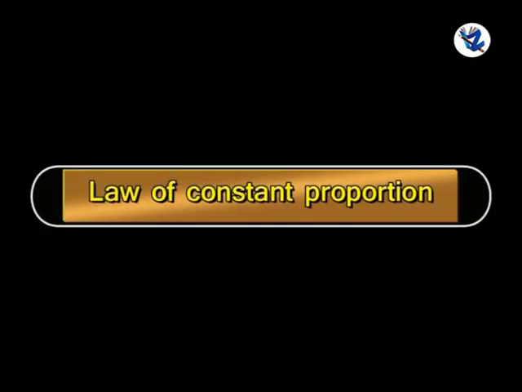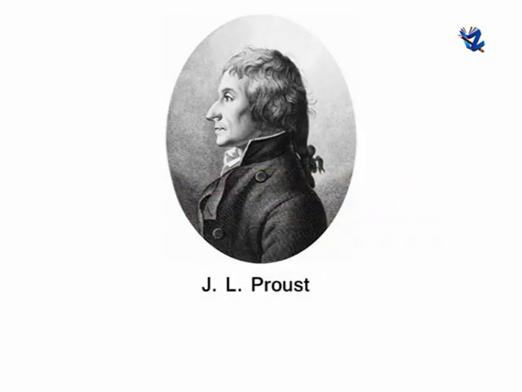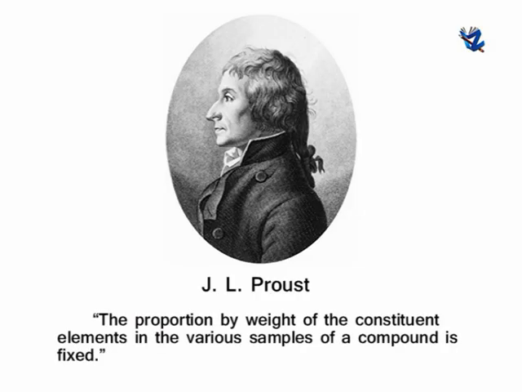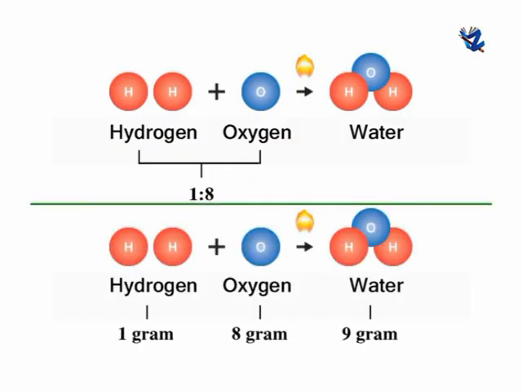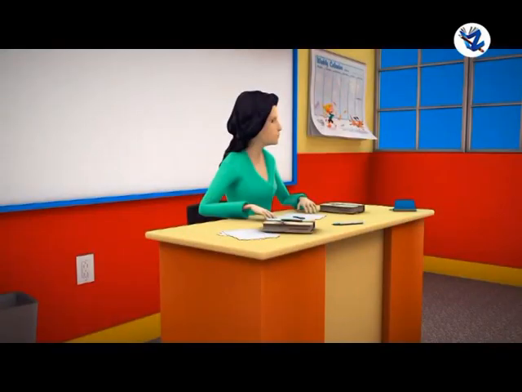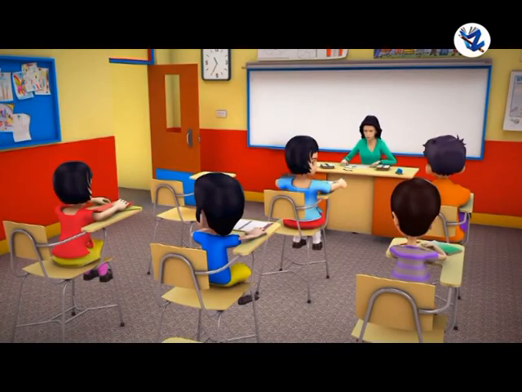Now, the law of constant proportion. The French scientist Proust stated the law of constant proportion as: the proportion by weight of the constituent elements in the various samples of a compound is fixed. That is, the proportion by weight of hydrogen and oxygen in water is 1:8. This means that 9 grams of water is formed by chemical combination of 1 gram hydrogen and 8 grams oxygen. Many compounds can be made by different methods, but the law of constant proportion is always true.